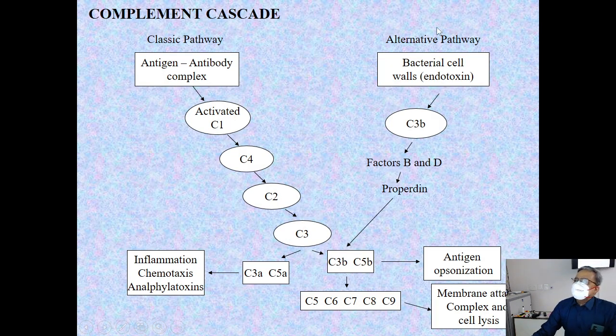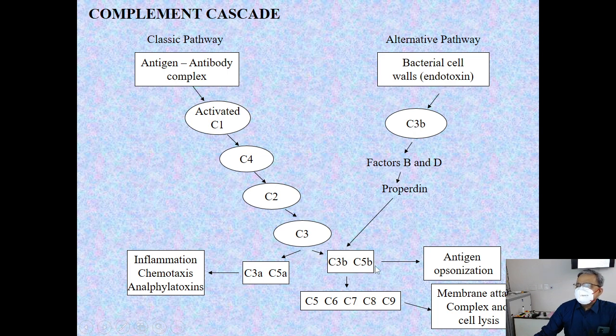Both the classical and alternate pathways end up cleaving C3 and releasing two main mediators, C3a and C5a. These flow away. They are called the anaphylatoxins, and they produce inflammation and chemotaxis. That means they cause vasodilatation, increased vascular permeability, and they attract cells. So everything you need for inflammation, C3a and C5a can do.